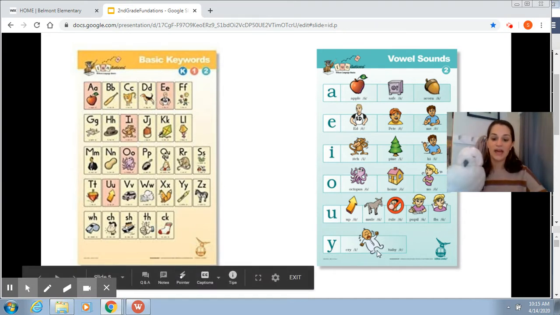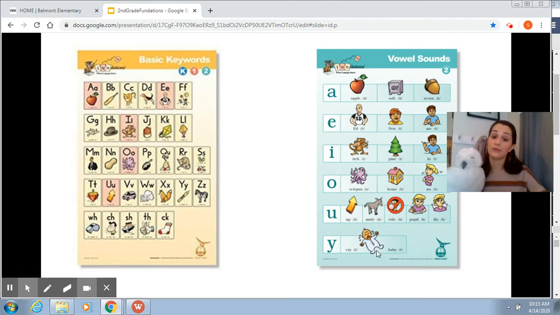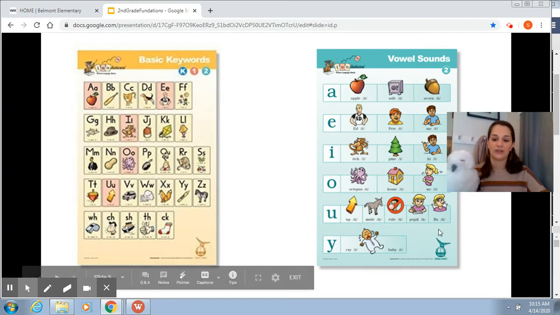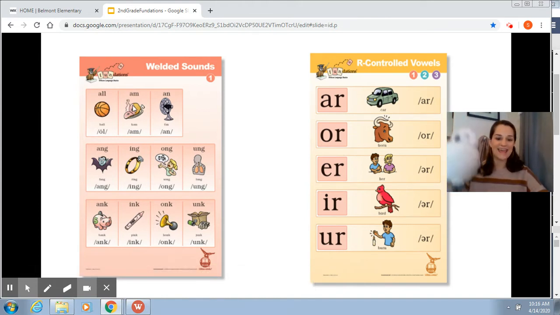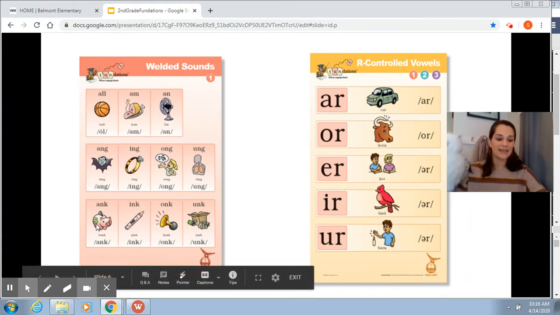Great. And then we have our 2-syllable word that ends in a Y. When the Y is acting as a vowel, it says the long E sound. Y, baby, E. Excellent. Moving on to our glued sounds. Here we go. All, am, an, ang, ing, ong, ung, ank, ink, onk, unk.